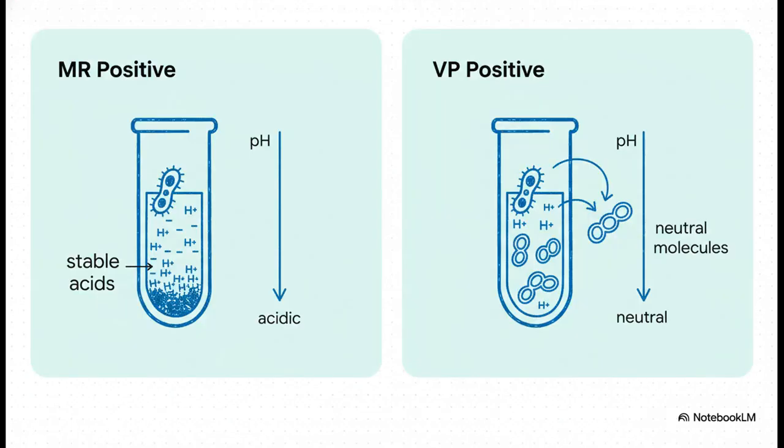So what's the real difference here? Well, an MR-positive organism produces so much stable acid that it just keeps the pH super low. Think of it like leaving a permanent acid stain at the crime scene. A VP-positive organism, on the other hand, it ferments glucose, but then it quickly converts those acids into acetoin. It's basically cleaning up its own acidic trail.